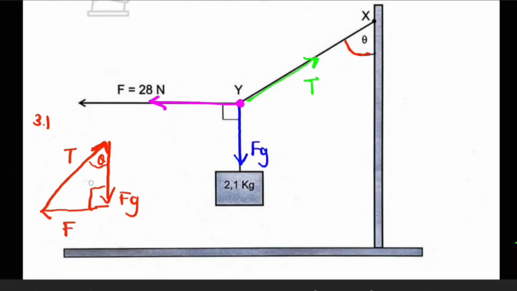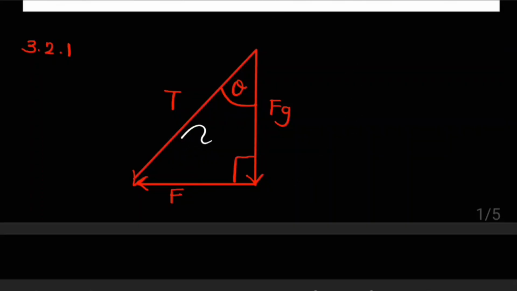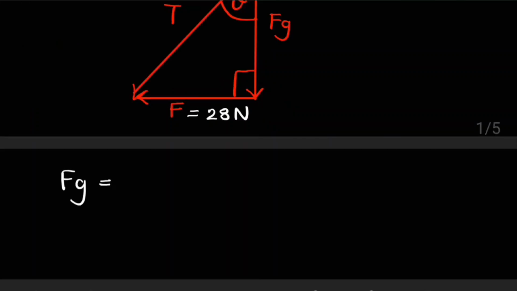So working with this triangle, I'm just going to redraw it to show you. Okay, so this is what we have, and here we know that F is 28 newtons. That was given to us. So if we can calculate Fg, then we can actually use the theorem of Pythagoras to solve for tension, since this is a right-angled triangle. So the question is, how do we calculate Fg?